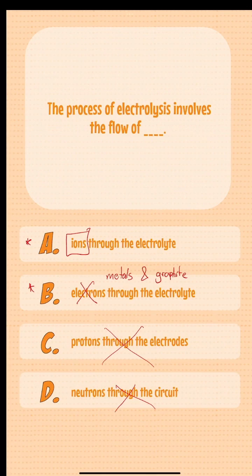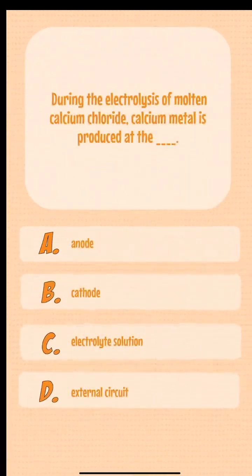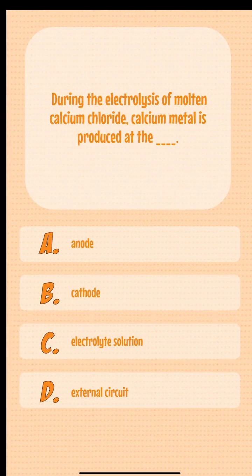Free moving ions are for ionic compounds. The answer is A. During the electrolysis of molten calcium chloride, calcium metal is produced at... So calcium is a metal, Ca2+. Is that going to be produced at the anode or the cathode?